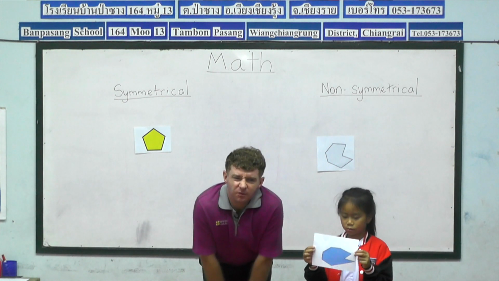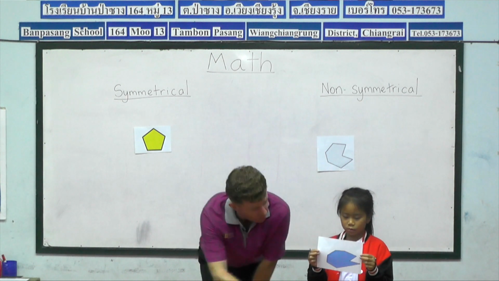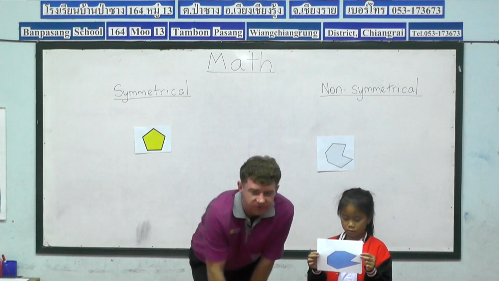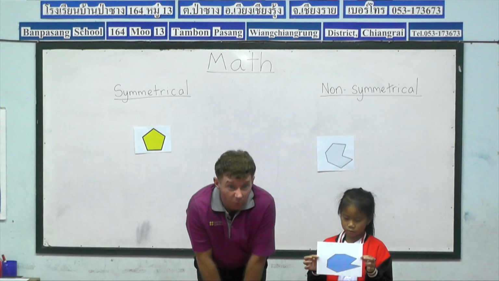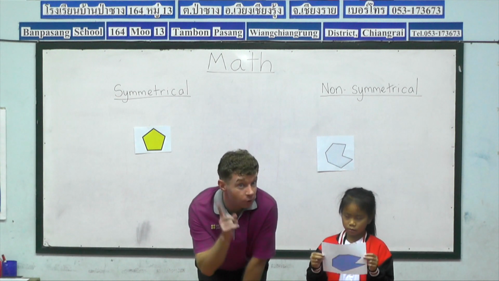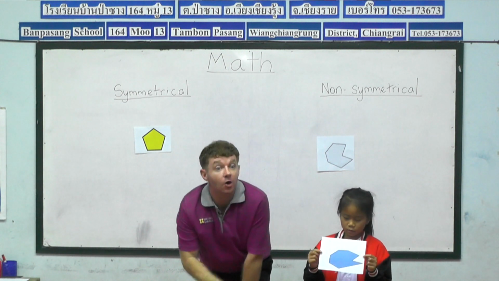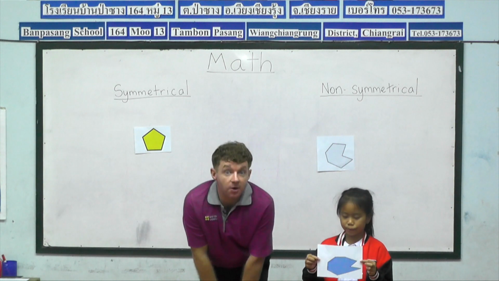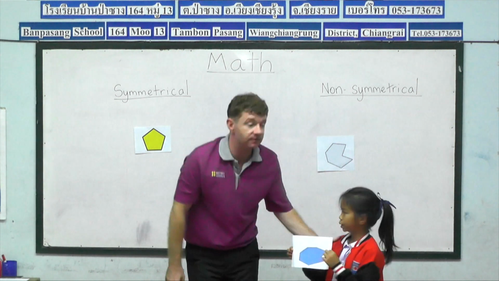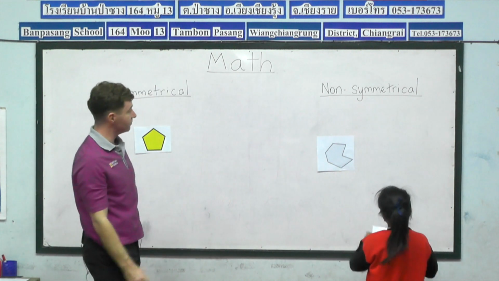Okay, so let's think. We're going to draw a line down the center of Prel's shape. No. So what do we say for no symmetry? We say non-symmetrical. Excellent. Prel, can you put it on the correct column for me?